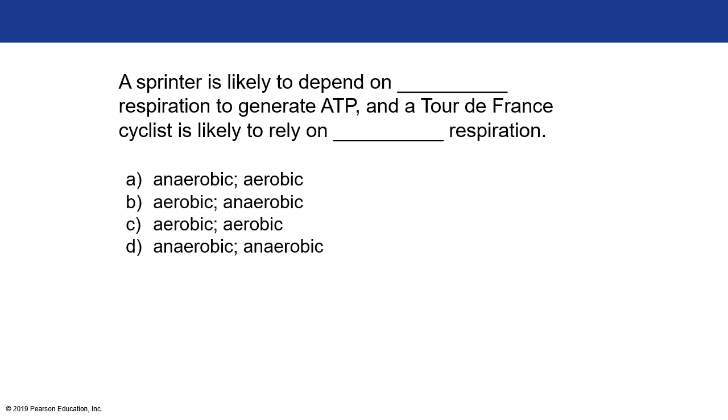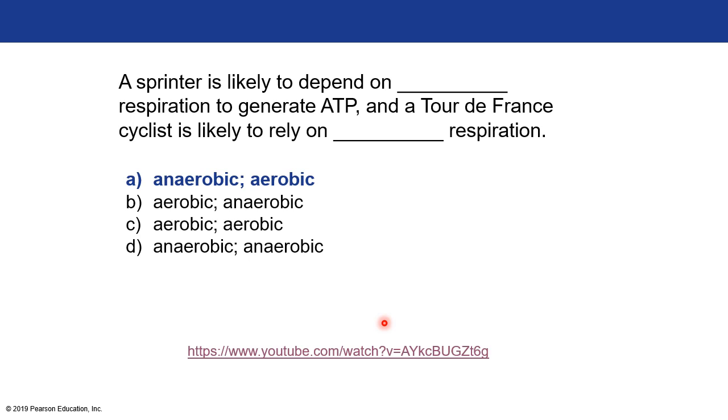Okay, so the sprinter needs energy quickly, and it is not with the help of mitochondria, so that's anaerobic energy. And then the Tour of France cyclist needs the mitochondria, right? And just for fun here, I had to put this little video, if I can go there.